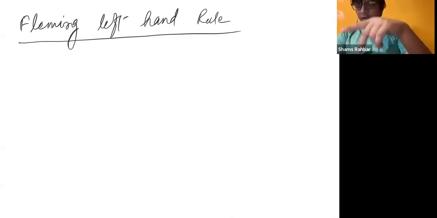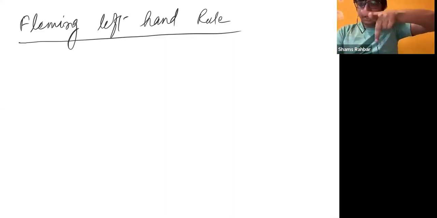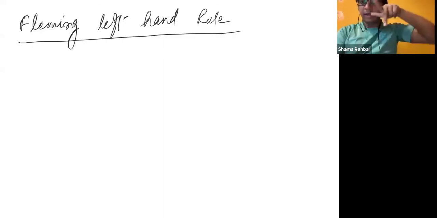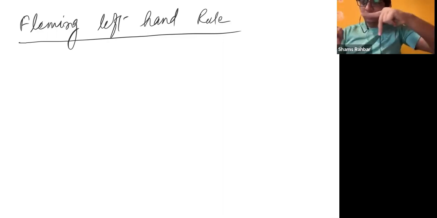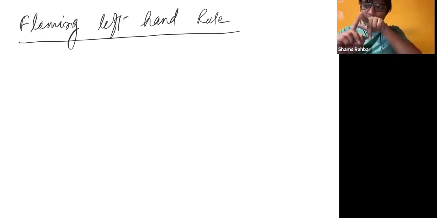Can you see me now? This is my left hand, and these are three fingers of my left hand which are stretched: thumb, the first finger, and the middle finger. What does this rule say? If you place your first finger in the direction of magnetic field and middle finger in the direction of current, then the thumb will give you the direction of force.